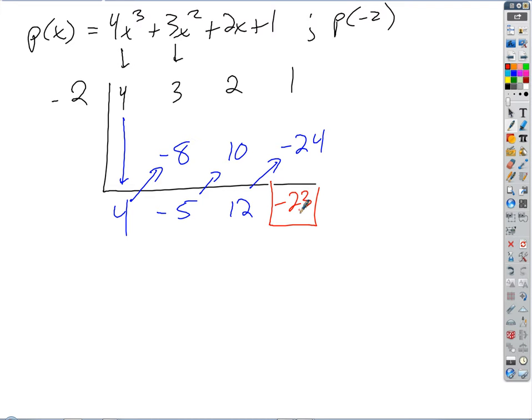Well, what do you suppose p of negative 2 is? Negative 23. That's pretty cool, isn't it? Right?